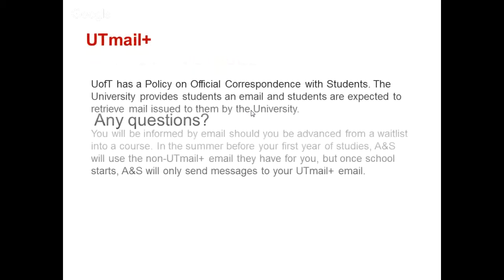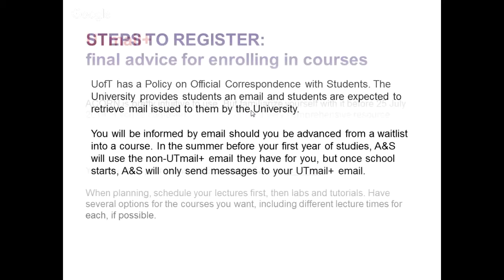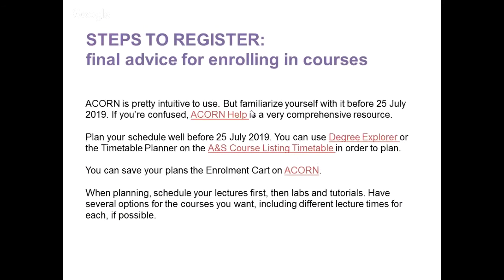Sorry, I'm sure there are questions. I just need to tell you, if you move from the waitlist into a course, you will get an email. That email is typically sent to your UToronto email, but you don't have one yet. So until the middle of September, if first-year students are moved from a waitlist into a course, you will get an email at the email that we have for you, which is the email that Denise's emails have been sent to you at. Okay, final advice. Acorn is pretty intuitive and they have some help.